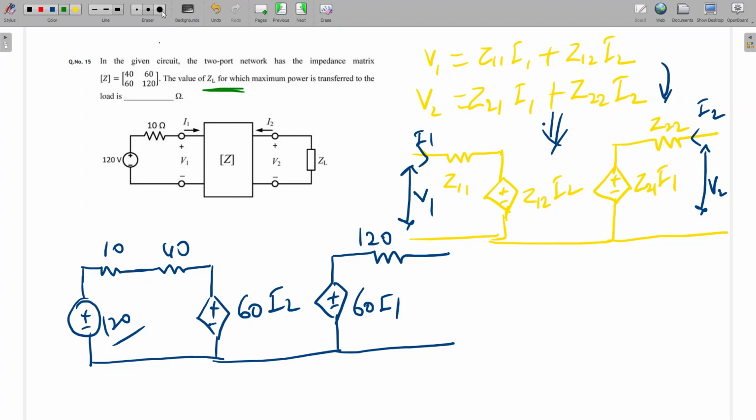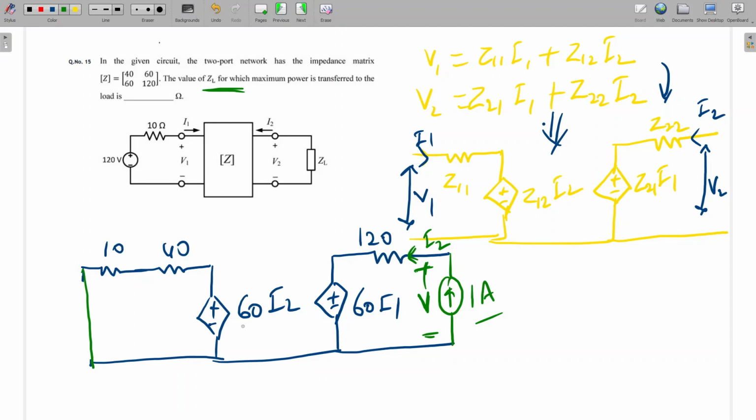So the 120 volt source's internal resistance will be zero, so it will be shorted. I am shorting it here, and here I am just supplying a 1 ampere current source. Here we have to calculate the voltage V. Okay, so see, this is I2. What is the value of I2?